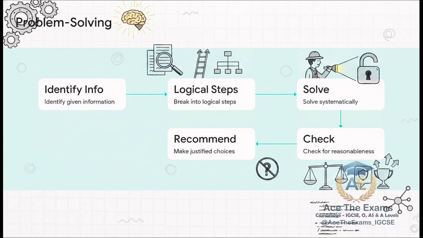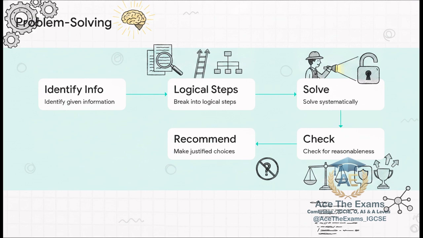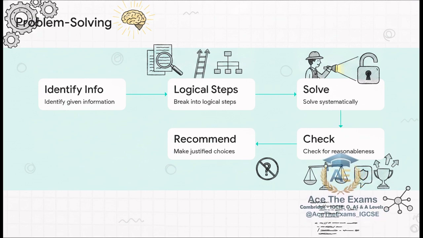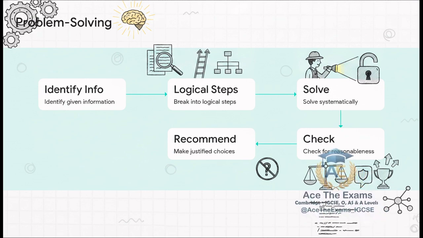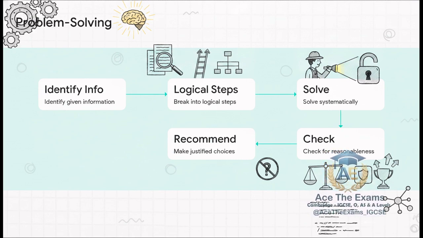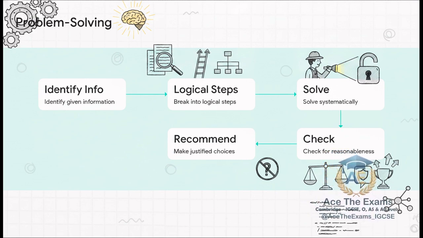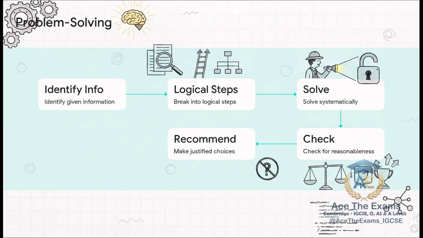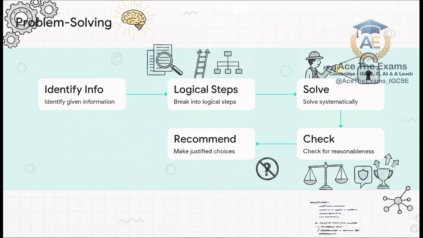Look at step 4 on the framework. Check for reasonableness. Does your analysis of the data breach actually make sense in the real world? And step 5, make justified recommendations. If the scenario asks how a company can defend against phishing, you cannot just write buy antivirus software. You must systematically recommend specific training, email filtering protocols, and multi-factor authentication. And most importantly, justify why those are the exact correct choices based on the evidence in the text.